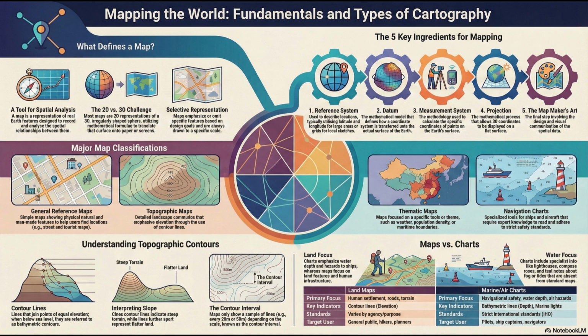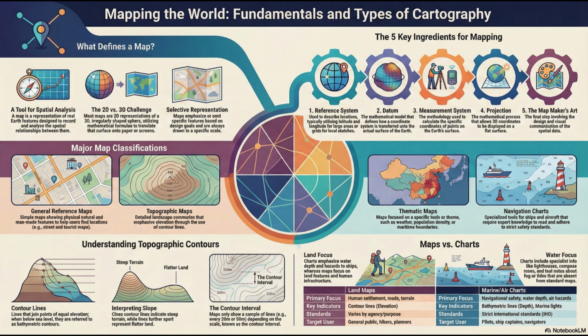Now, I want to pivot to a distinction that, I'll be honest, I get wrong all the time. I just say map for everything. A lot of people do. But if I'm on a boat or on a plane, I'm supposed to say chart. Is that just professional snobbery, or is there a real difference? Oh, it's a critical life or death difference. A map, generally speaking, is about the land. It focuses on what is there: roads, towns, hills. On a standard map, the water is usually just a blank blue space. It's negative space.